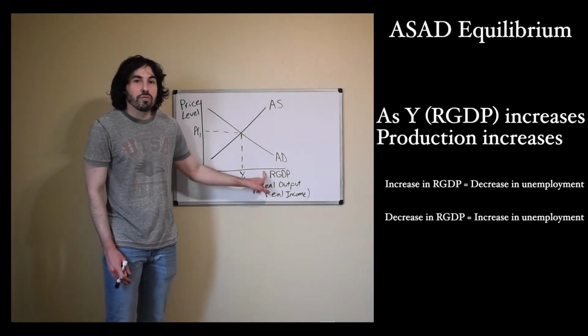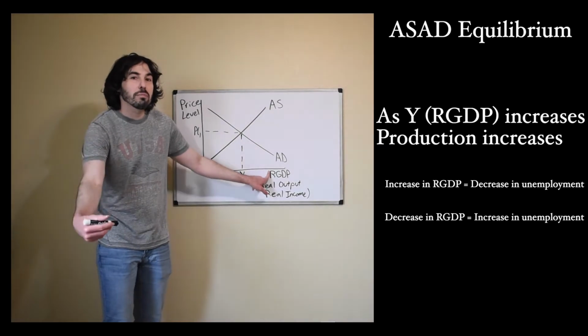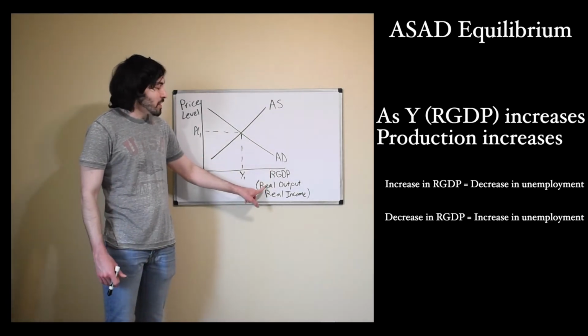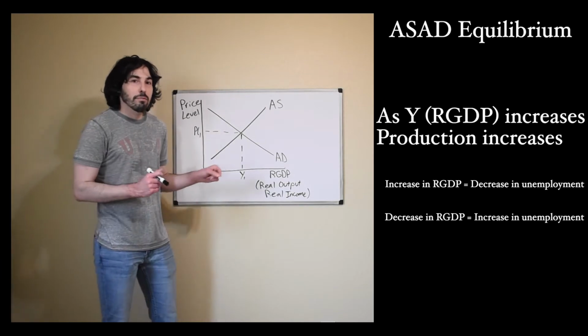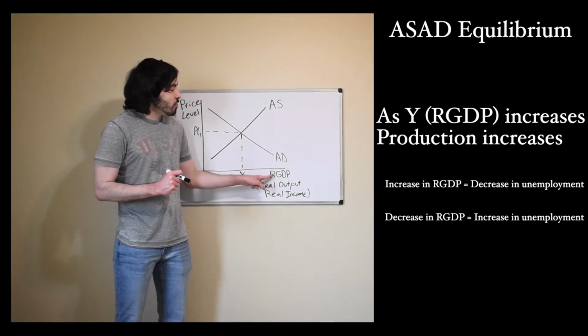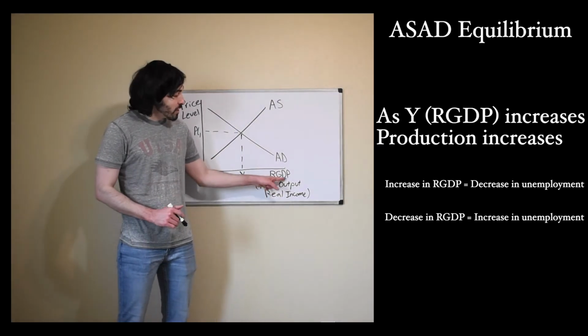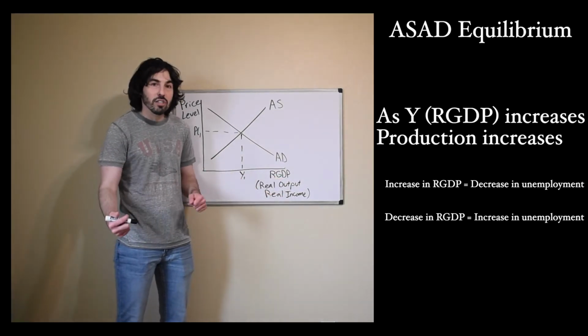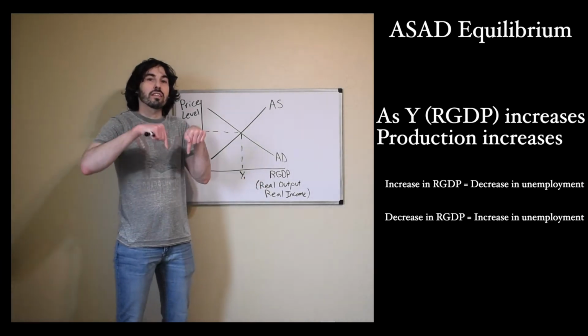As the graph moves out to the right, as Y increases and moves out to the right, real GDP is increasing. Again, that means that real output is increasing and real income is increasing. Things to keep in mind. If real output is increasing or real GDP is increasing, the most important letter in this real GDP is the P, production. As production increases, your unemployment rate is going to go down.